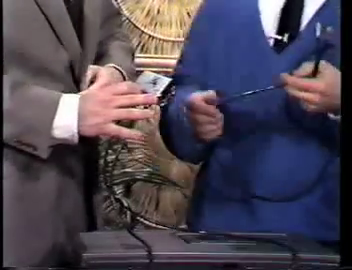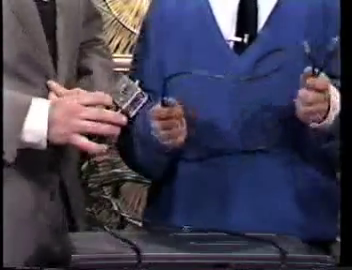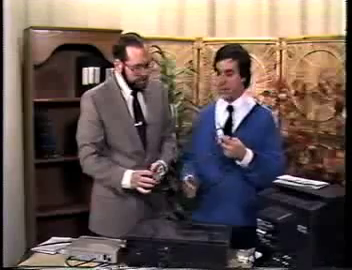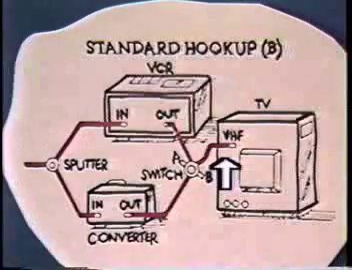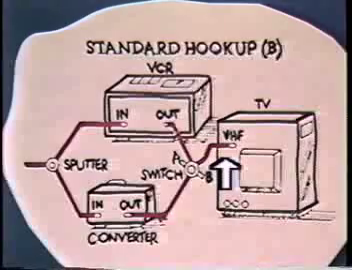And now obviously you can see that we're reaching the end here. Let's take the final jumper and connect it from the output of the AB switch to the input of the television set. Okay.